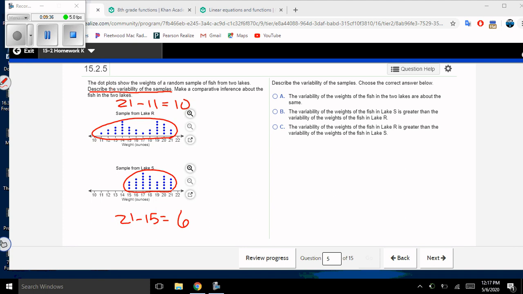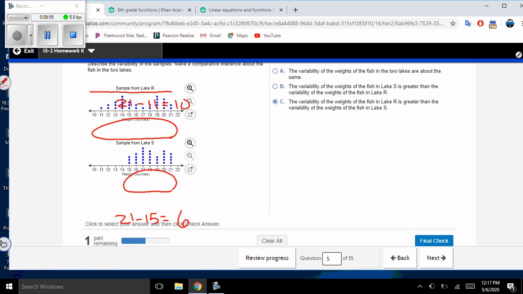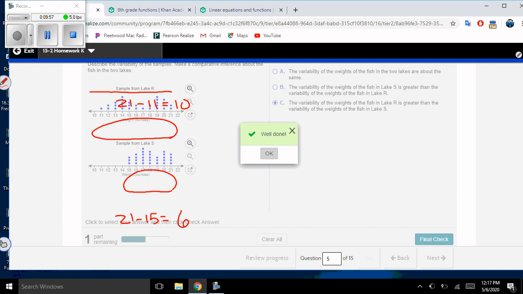So go over here to our multiple choice. The variability in the lakes are about the same. That's not the case. The variability of the weights in Lake S are greater. That's not true. So C must be your answer. The variability of the weights of Lake R are greater, and that basically means, as I said, farther apart. Let's go ahead and check that, see if we're good to go. We are.